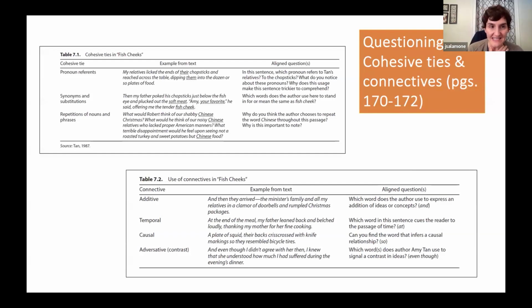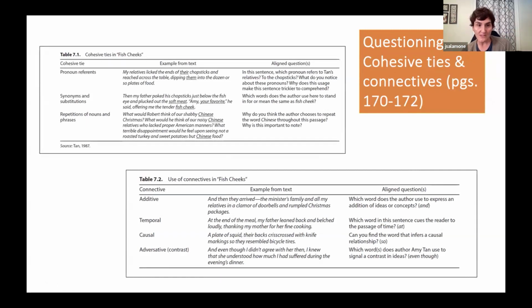If we think about that last section with repetitions, what would Robert think of our shabby Chinese Christmas? What would he think of our noisy Chinese relatives who lacked proper American manners? What terrible disappointment would he feel upon seeing not a roast turkey and sweet potatoes, but Chinese food? I think a section like that would be a really great opportunity to talk about repetition and why the author chose to repeat that word throughout that passage. Why is that really important to think about? So we can get at different levels of understanding.